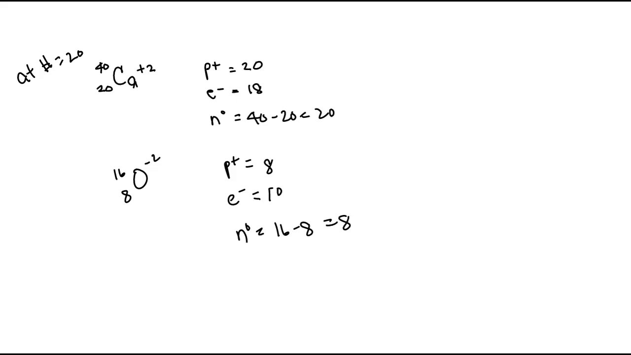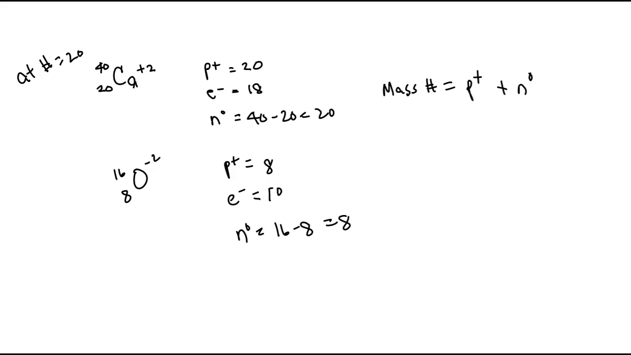Yes. For the first one, oh wait, sorry, I read that wrong. Because the neutrons and the protons, they add up to make the mass, right? Protons and neutrons add up to make the mass, yes. It's neutrons plus protons. So it is 20 plus 20, which is 40.